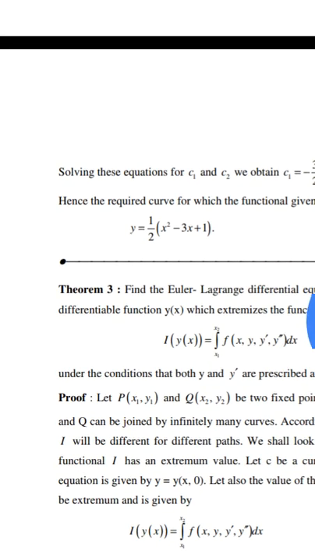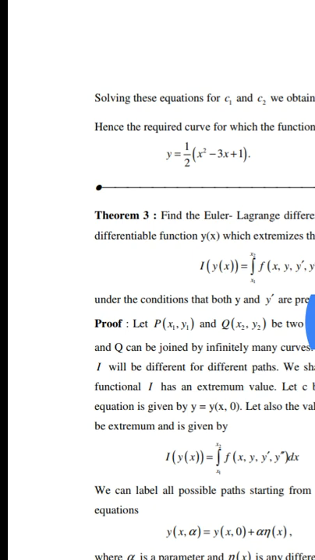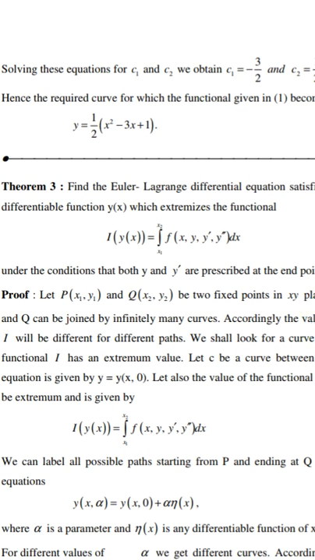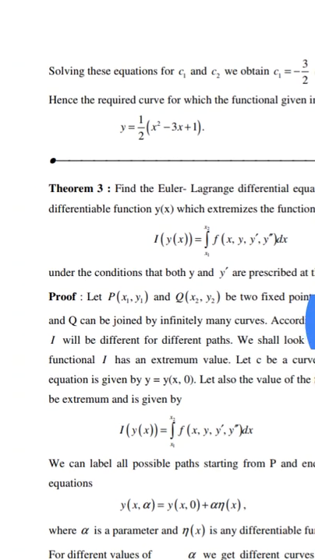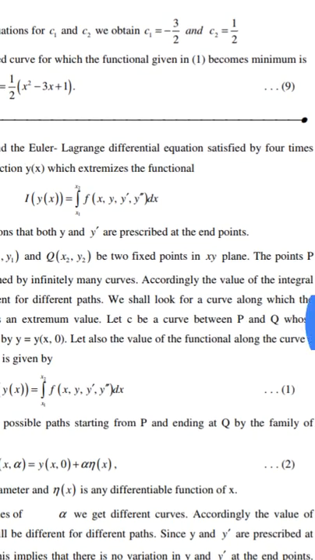There is one more theorem for Euler's Lagrange differential equation. Find the Euler's Lagrange differential equation satisfied by a 4 times differentiable function y of x which extremizes the functional I of y of x is equal to the integral from x1 to x2 of f of x, y, y', y'' dx, under the condition that both y and y' are prescribed at the endpoints.